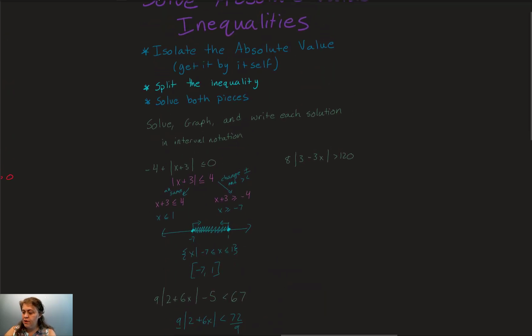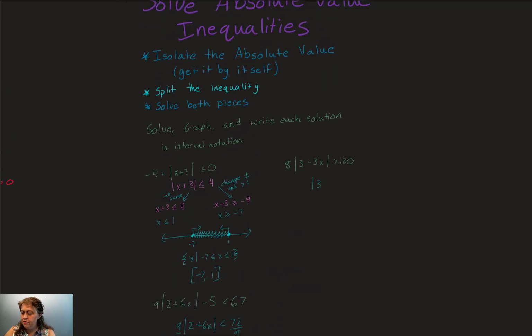All right, last but not least, we have absolute value of 3 minus 3x is greater than 120 divided by 8. What is 120 divided by 8? That gives me 15. And so now that gives me 3 minus 3x is greater than 15, and 3 minus 3x is less than negative 15.